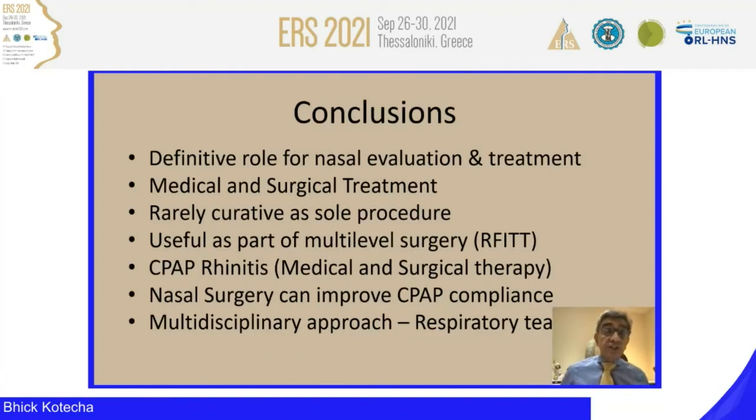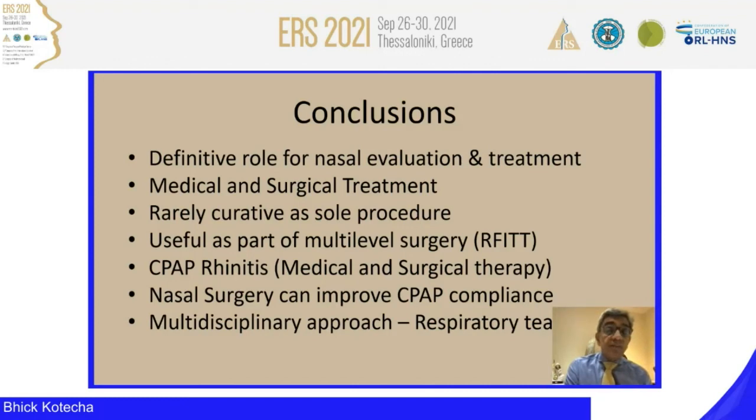So to conclude, ladies and gentlemen, there's a definitive role for nasal evaluation and treatment in patients with obstructive sleep apnea. It is important to consider both medical and surgical treatment for these patients. It has now been well documented that nasal surgery alone is rarely curative, but it is a very useful part of multi-level surgery, and in particular, radiofrequency interstitial thermotherapy is now the minimally invasive surgery that has been used for sleep-disordered breathing.